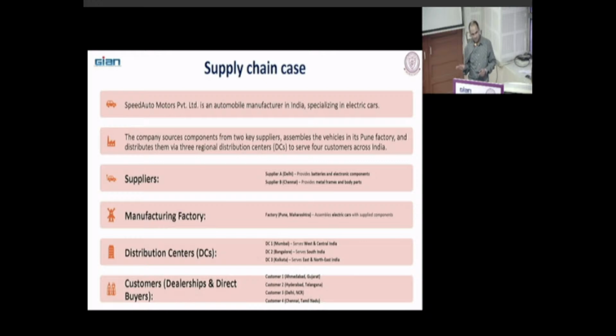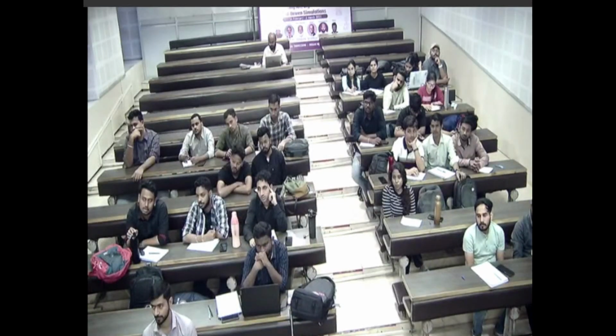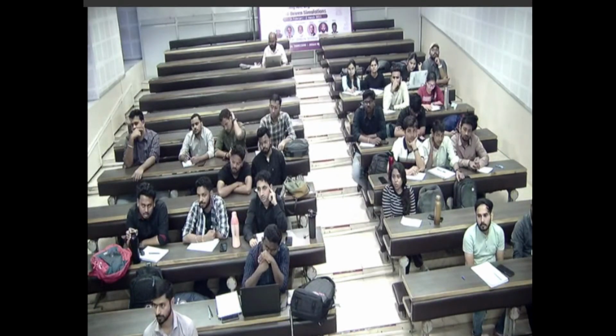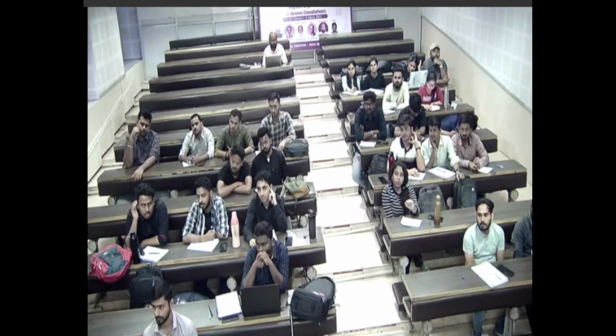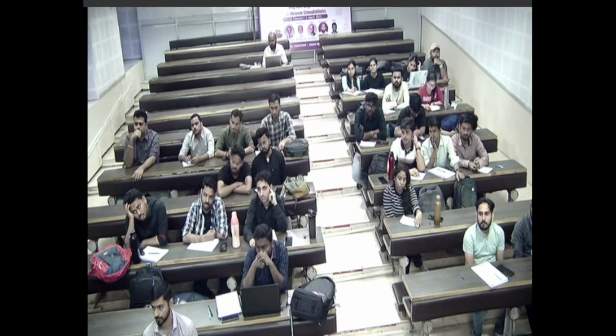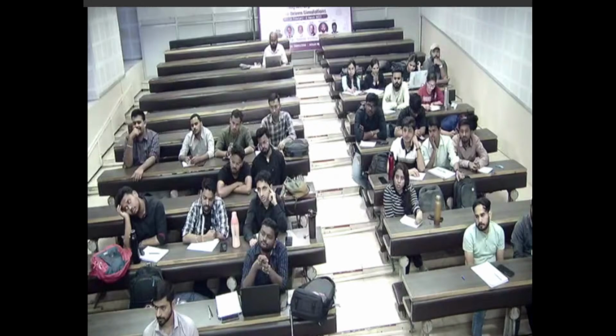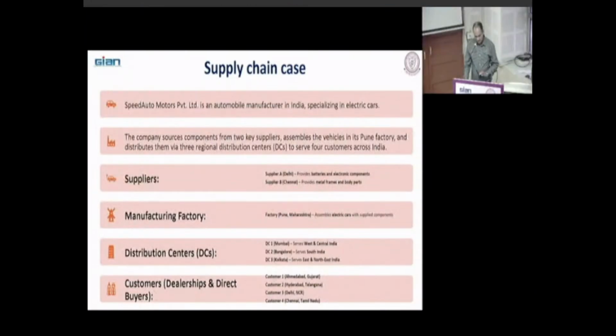So how many members are present in this supply chain network? Four. Who are they? Supplier, manufacturer, distributors, and customers. So 2 suppliers are there. Supplier A, located at Delhi, provides the batteries and electronic components to this Pune-based factory. The second supplier, based in Chennai, provides the metal frames and body parts.